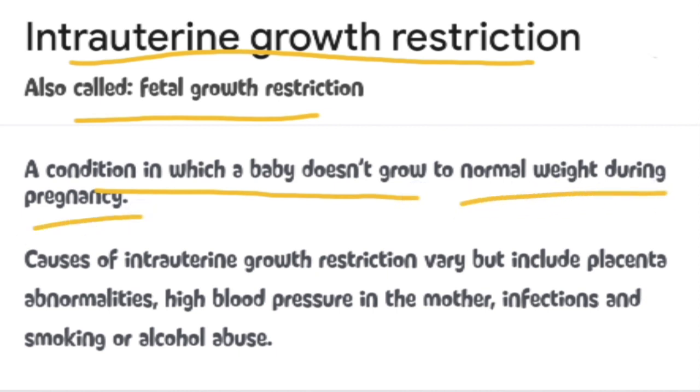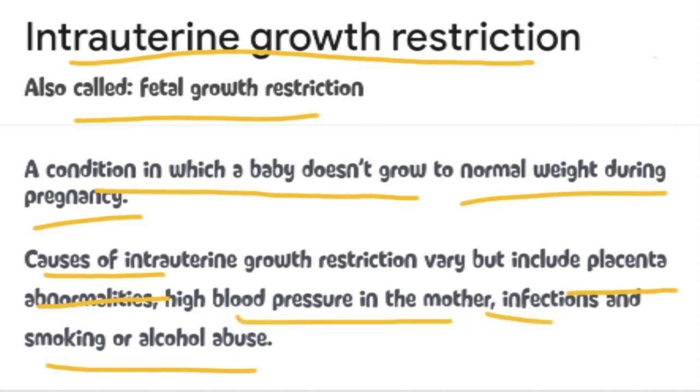That is IUGR, intrauterine growth restriction. And if you see, the causes are very simple. First of all, the environment. That's the main thing. If the environment is very unhealthy, then definitely it will affect the growth of the baby. When it comes to internal factors, placental abnormalities or any kind of amniotic abnormalities, if there is polyhydramnios or oligohydramnios, these conditions can affect the baby's growth. If the mother has any kind of underlying disease and infections, it can affect the fetus's growth.